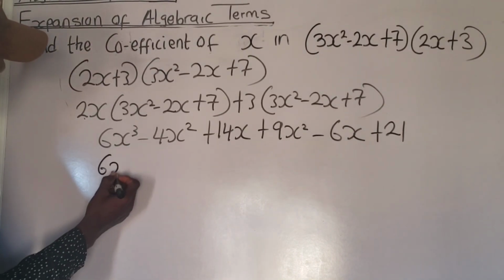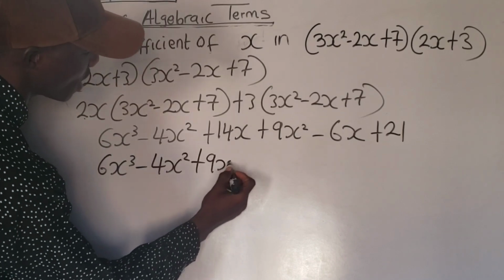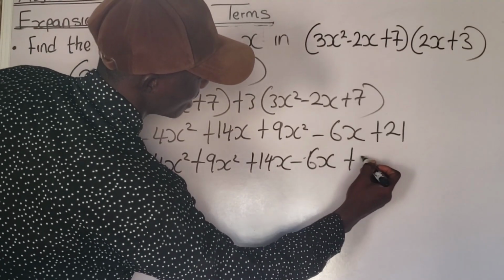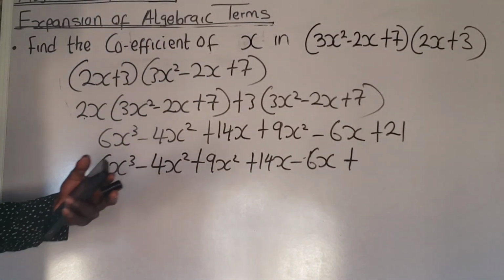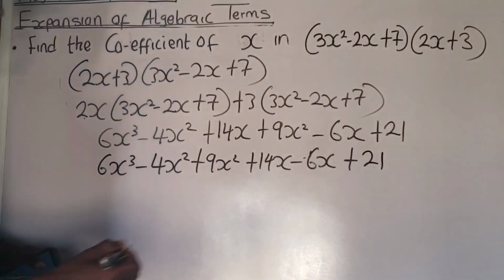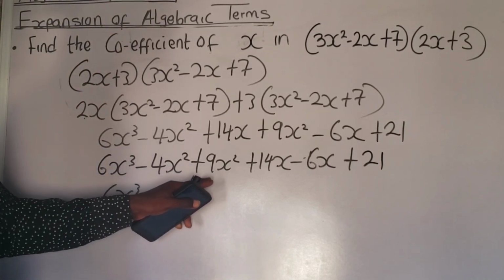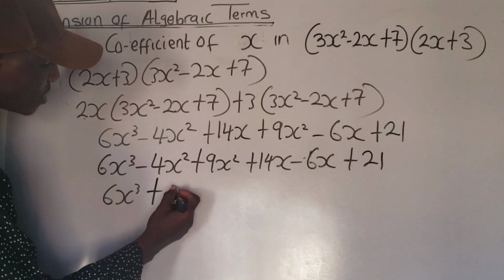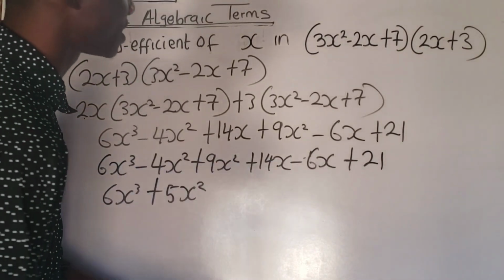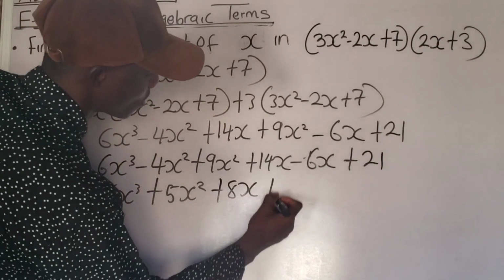For this, I'm going to have 6x raised to the power of 3, negative 4x squared, positive 9x squared, positive 14x, negative 6x. I'm collecting like terms, bringing the terms that are similar to each other so that I can add them or subtract them, okay? So plus 21. Do you understand? For this, I'm going to have 6x raised to the power of 3. Now, negative 4x squared, positive 9x squared. That will give me positive 5x squared. Now, plus 14x, negative 6x. That will give me what? That is 8x. So 6x cubed plus 5x squared plus 8x plus 21.